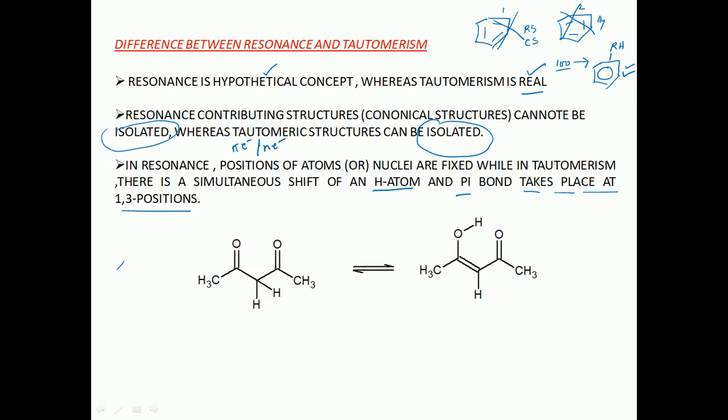You can see in the case of benzene, only pi electrons are moving around the benzene ring, but there is no shifting of a carbon atom or hydrogen atom. Whereas in tautomerism there is a shift of a hydrogen atom. Here let us see one more example of tautomerism. This structure can participate in keto-enol tautomerism. What is the functional group here? The functional group present is the keto form.